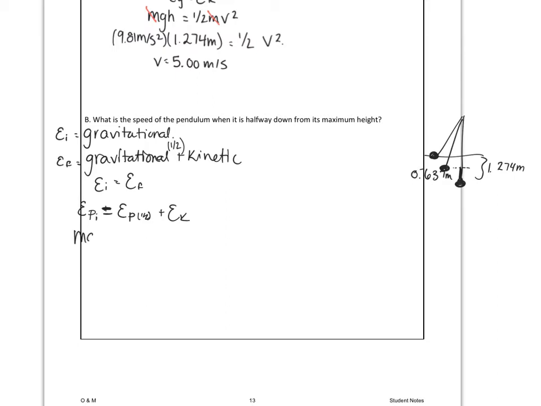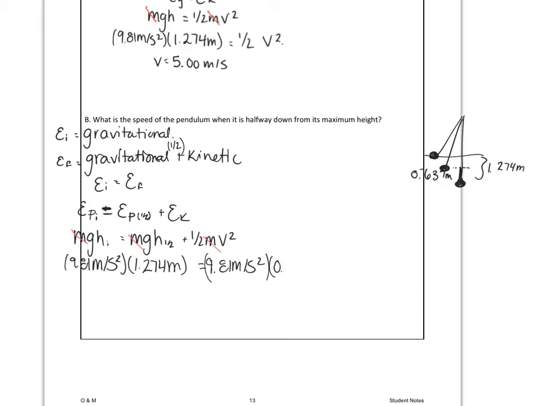So mass, gravity, height initial is equal to mass, gravity, height at half plus 1/2 mv squared. Again, mass appears in every term, so I can cross it out and simplify. 9.81 meters per second squared times 1.274 meters initial height is equal to 9.81 meters per second squared times the half height plus 1/2 v squared. I like to sub in like this, and then I just rearrange it and solve.